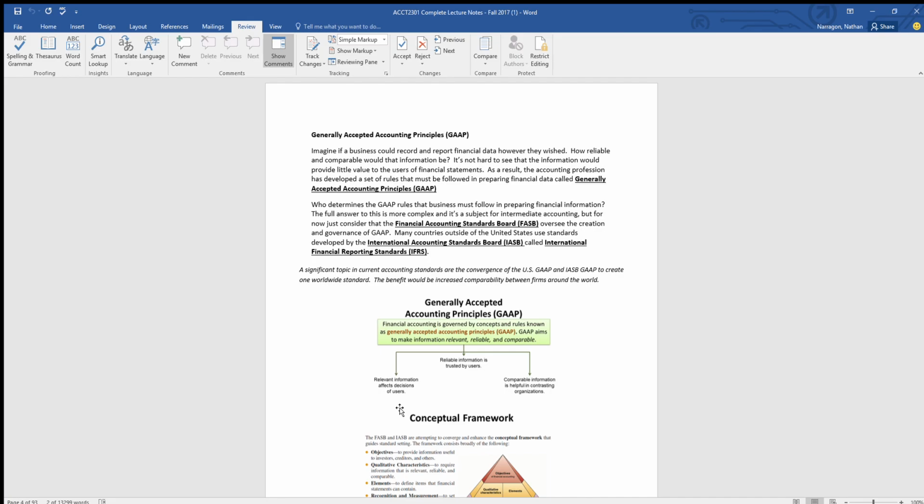The third one, comparable information and helpful in contrasting organizations. Are we following the industry? Are we just showing numbers just to show numbers to make us look good? Or are we actually making it where if an investor looks at our financial statements, can they compare it across the industry and actually work it?